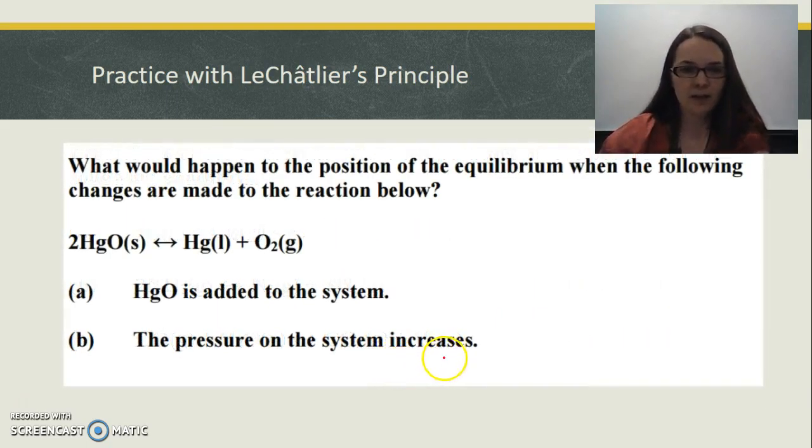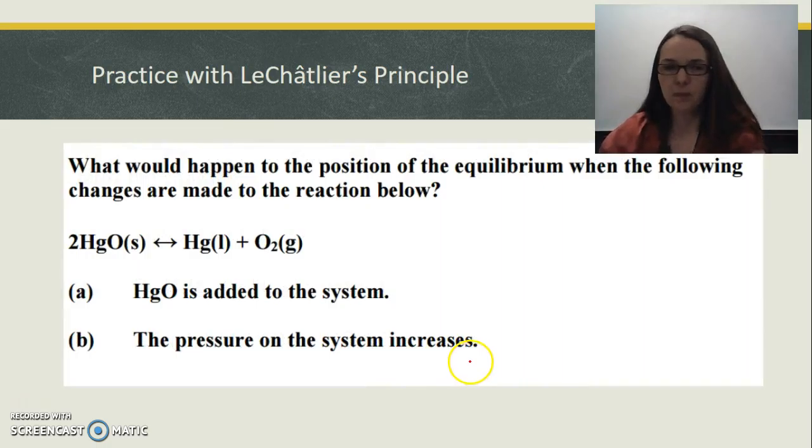And I believe I have one last example here. I think this is the last one. What would happen to the position, so same question, of the equilibrium? Will it shift right, shift left, reverse, forward, when the following changes are made? So if we add HgO to this system, that's right here, if we add more of this, then we need to move away from it. So it's going to shift to the right in order to use it up and make something else. So the answer to A is shift right or shift forward.